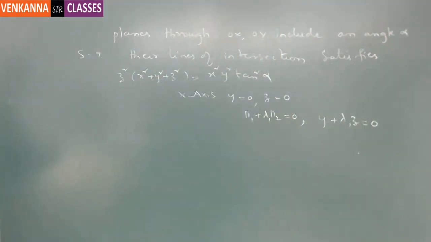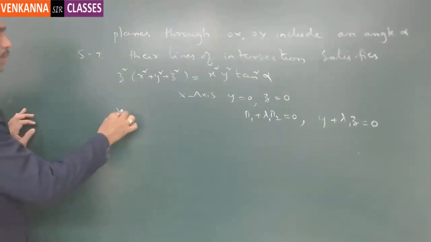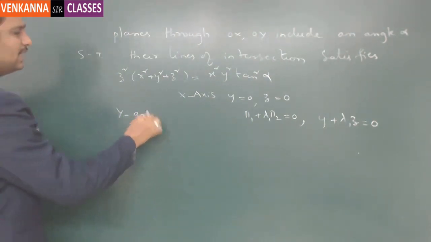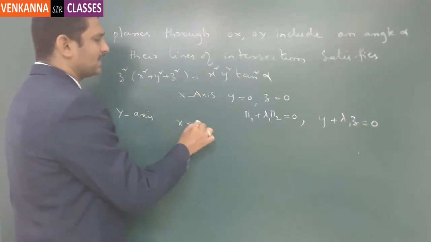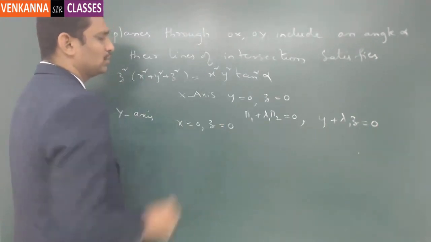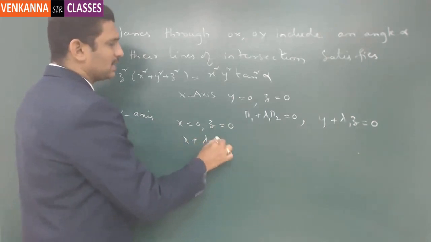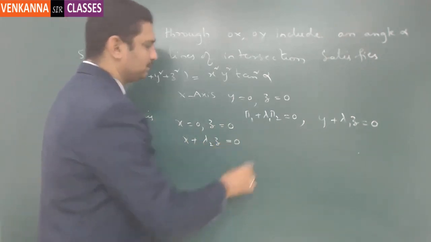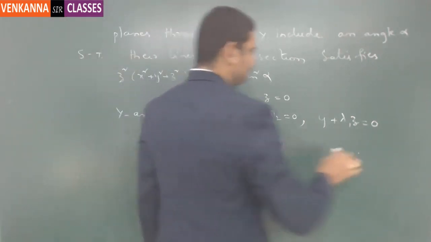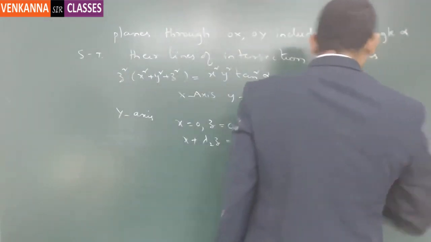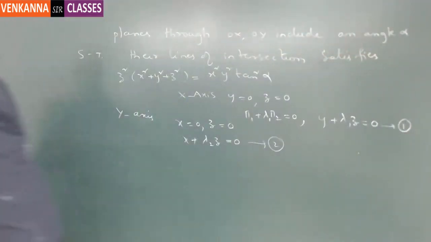That was the thing. Similarly, for the y-axis, the equation is nothing but x equal to 0, z is equal to 0. If you consider the plane, it is nothing but x plus lambda 2 z equal to 0. So these are the planes passing through the x-axis as well as the y-axis respectively.